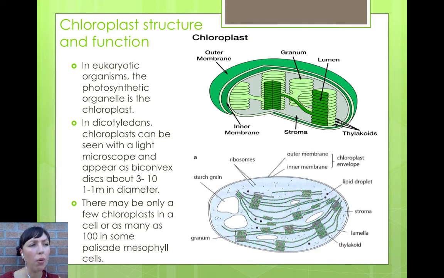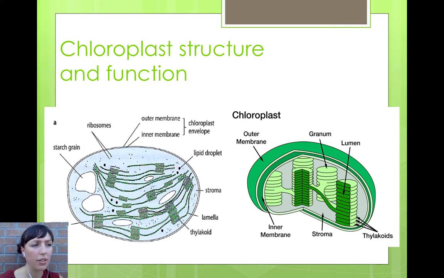Okay, in eukaryotic organisms, the photosynthetic organelle is the chloroplast. In dicots, chloroplasts can be seen with a light microscope and appear as convex discs. There may be only a few chloroplasts in a cell, or as many as 100 in some palisade mesophyll cells. The chloroplast is surrounded by an envelope of 2 phospholipid membranes.